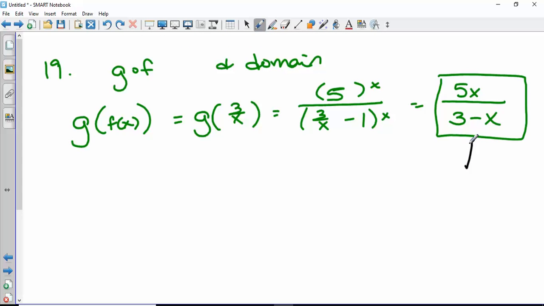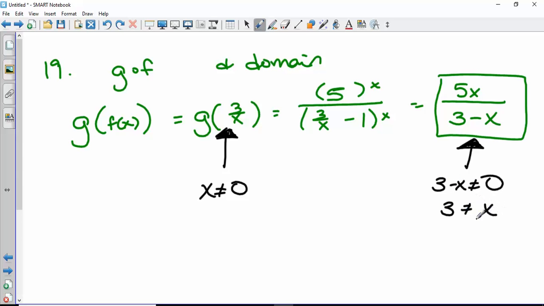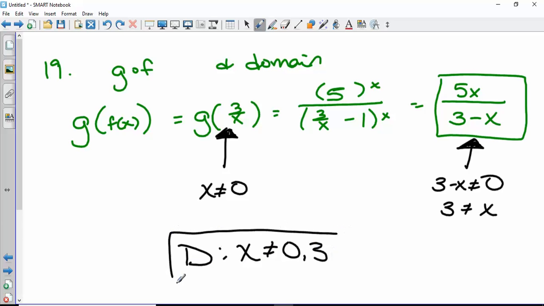For the domain, you have to look in 2 places: the final answer and the first thing you plugged in. Because if you start, you're going to put x in here first. This was a fraction, so we know the denominator cannot be 0. I ended with a fraction, so that denominator cannot be 0. So for the domain, you have to use both of those, so x cannot be 0 or 3.